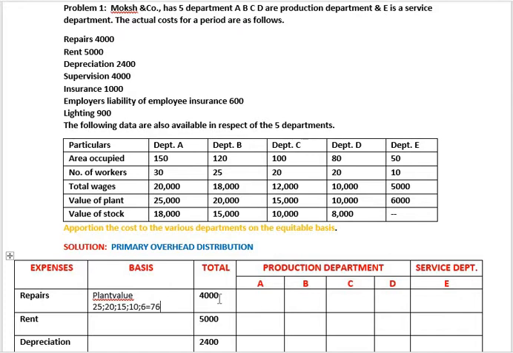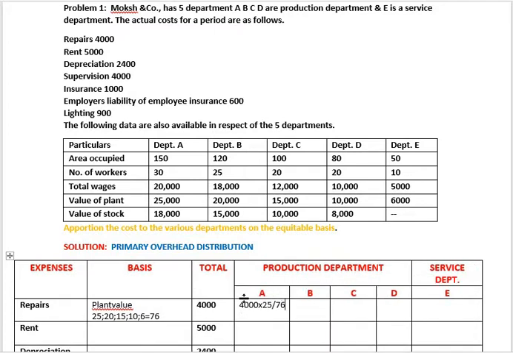So 4,000 is distributed like this. 4,000 into 25 divided by 76, you will get 1,316. So this is the amount you will get for department A. So department A repair amount is 1,316. Similarly, distribute the 4,000 to the remaining departments. For department B, 4,000 into 20 by 76.